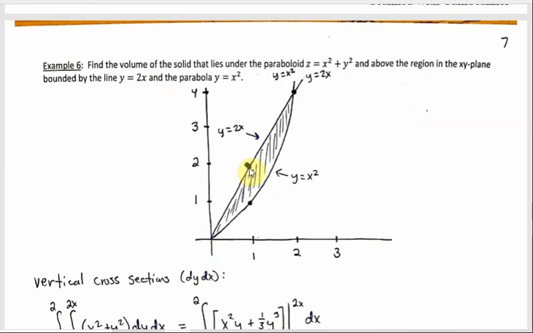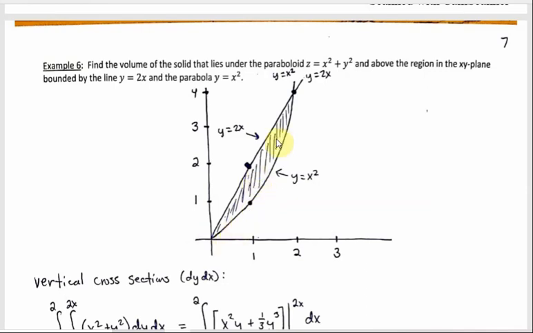I kind of missed here, so I had to redraw it. That's why that point looks weird. And then the point 2, 4. You can say, okay, well, there's that line. And then for the parabola, 0, 0, 1, 1, 2, 4. Right, so there's that piece of the parabola.